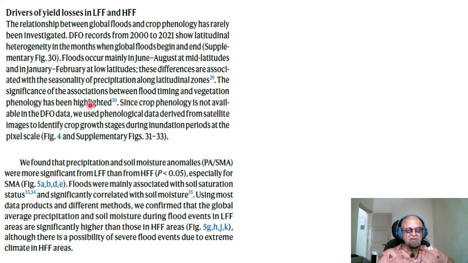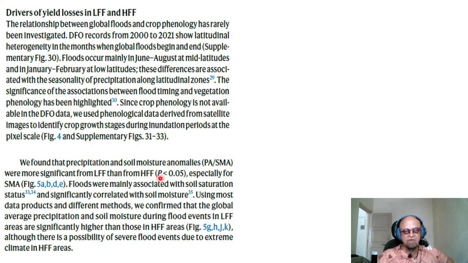The significance of the associations between flood timing and vegetation phenology has been highlighted. Since crop phenology is not available in the DFO data, we used phenological data derived from satellite images to identify crop growth stages during inundation periods at the pixel scale. Obviously they have done a tremendous amount of work to extract useful information from satellite data and fill the gaps in the past data as well.